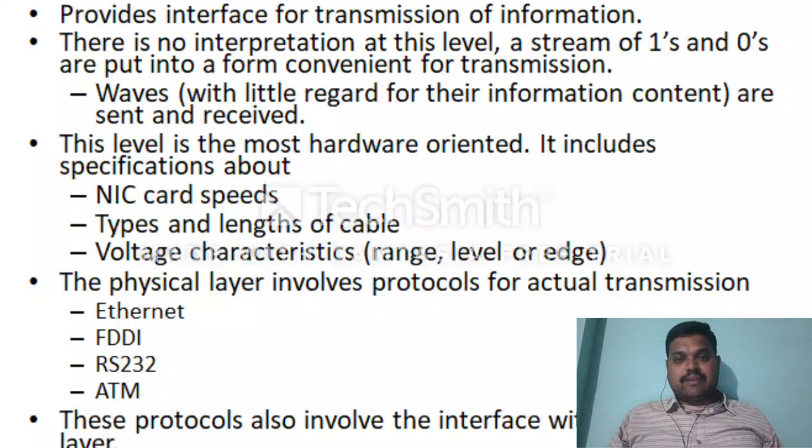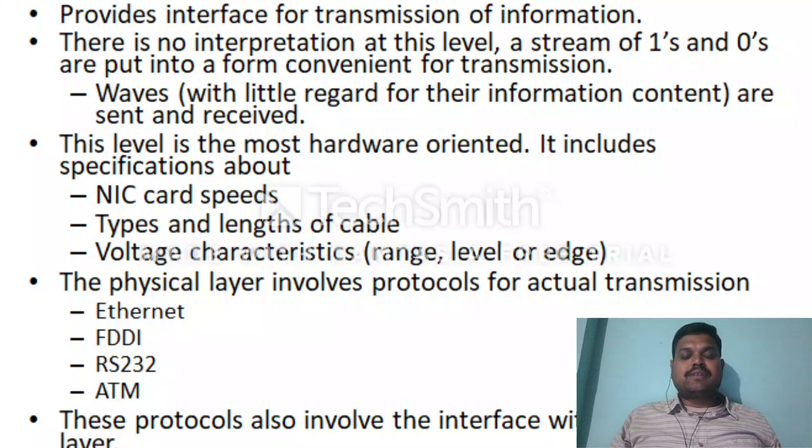The first one is the physical layer. The physical layer is the most important layer in computer communication, because it provides the actual interface for transmission of information. It will convert your data, or PDU, into a suitable format for transmission. For example, if you are using copper wire as the transmission channel, your message should be converted into an electrical signal. Or if you are using an optical fiber, your message should be converted into a light signal. So basically, the physical layer's functionality is to convert the message as a stream of ones and zeros into a form convenient for transmission.